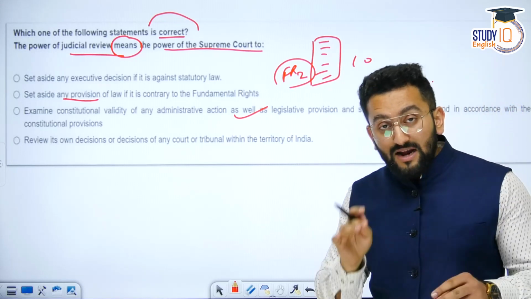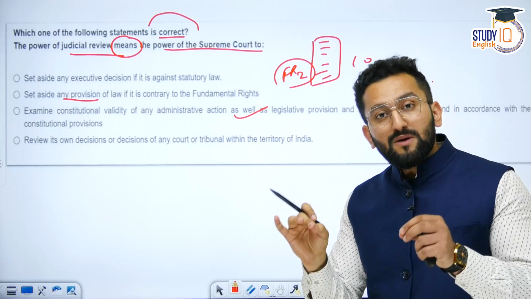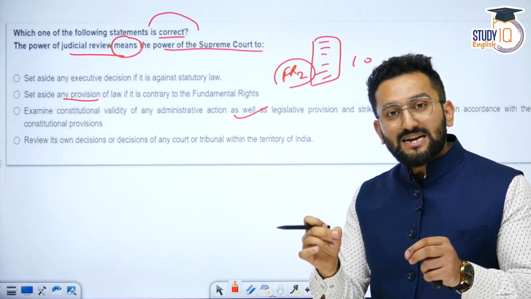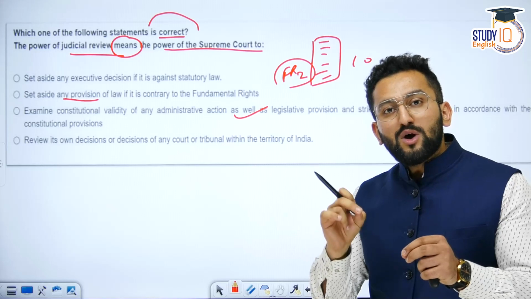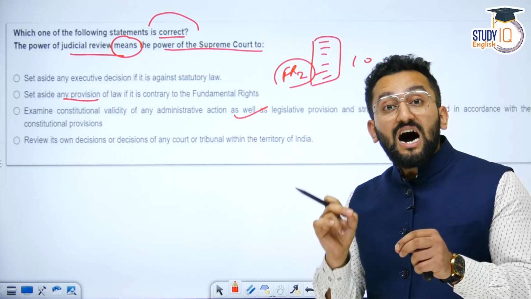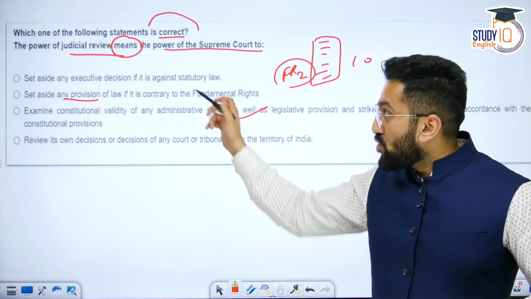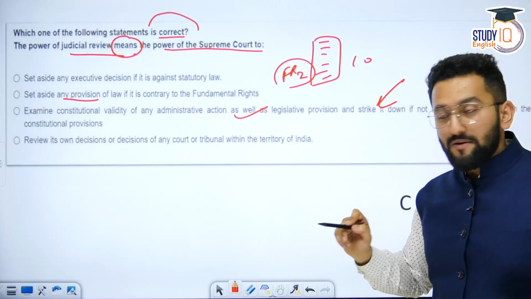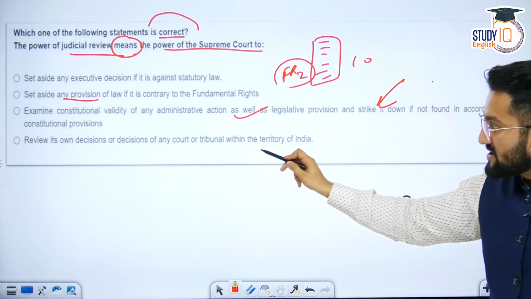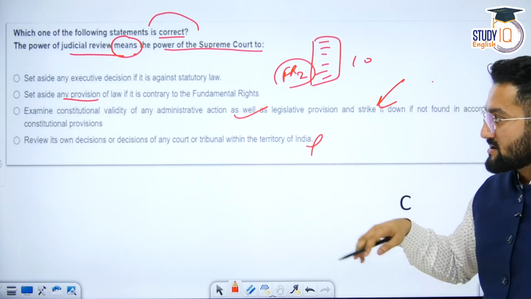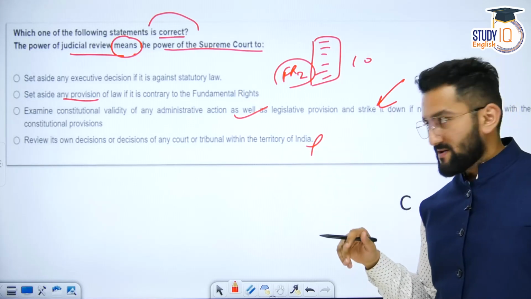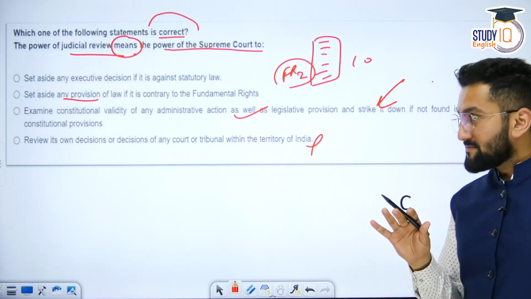Okay. So by this, what I want to convey is that in the prelims exam, sometimes two statements may be correct. But we need to identify which is the correct answer. So the answer to what judicial review means is this. Review its own decisions or decisions of any court or tribunal. This is incorrect. This is not judicial review, right? To review its own decision. I hope it is clear.